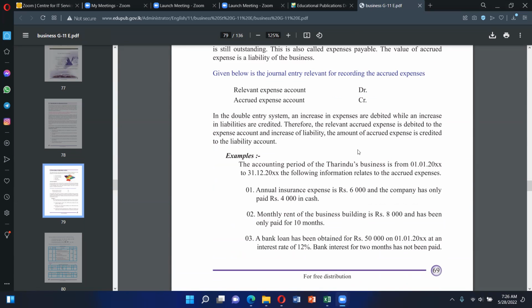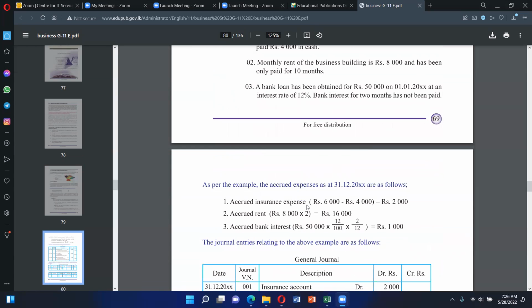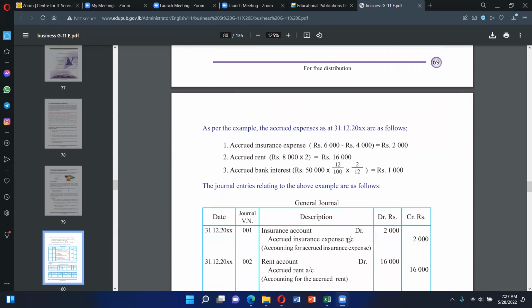The accounting period of Tarindu's business is from 1st January to 31st December. The following information relates to accrued expenses. Annual insurance expense is 6,000. The company has only paid 4,000. So we need to pass the remaining outstanding payment of 2,000. Accrued insurance payment is 6,000 minus 4,000. Answer is 2,000. We pass an entry: debit insurance and credit accrued insurance.